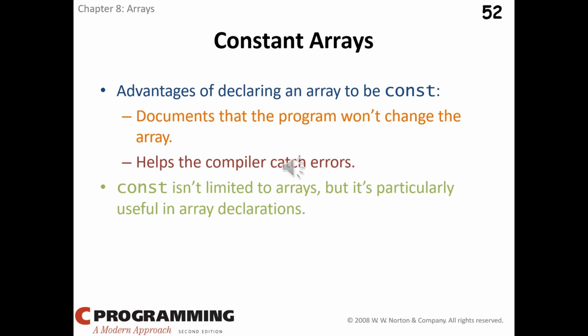And guess what? This constant thing isn't just for arrays. It's like a tool you can put on other things too, like your integer or your float. But it's especially handy for arrays. It's like having a special shield that protects your array from any unexpected changes. So when you want to make sure that your array stays exactly as it is and avoid any potential mishaps, just put the const and you're good to go.